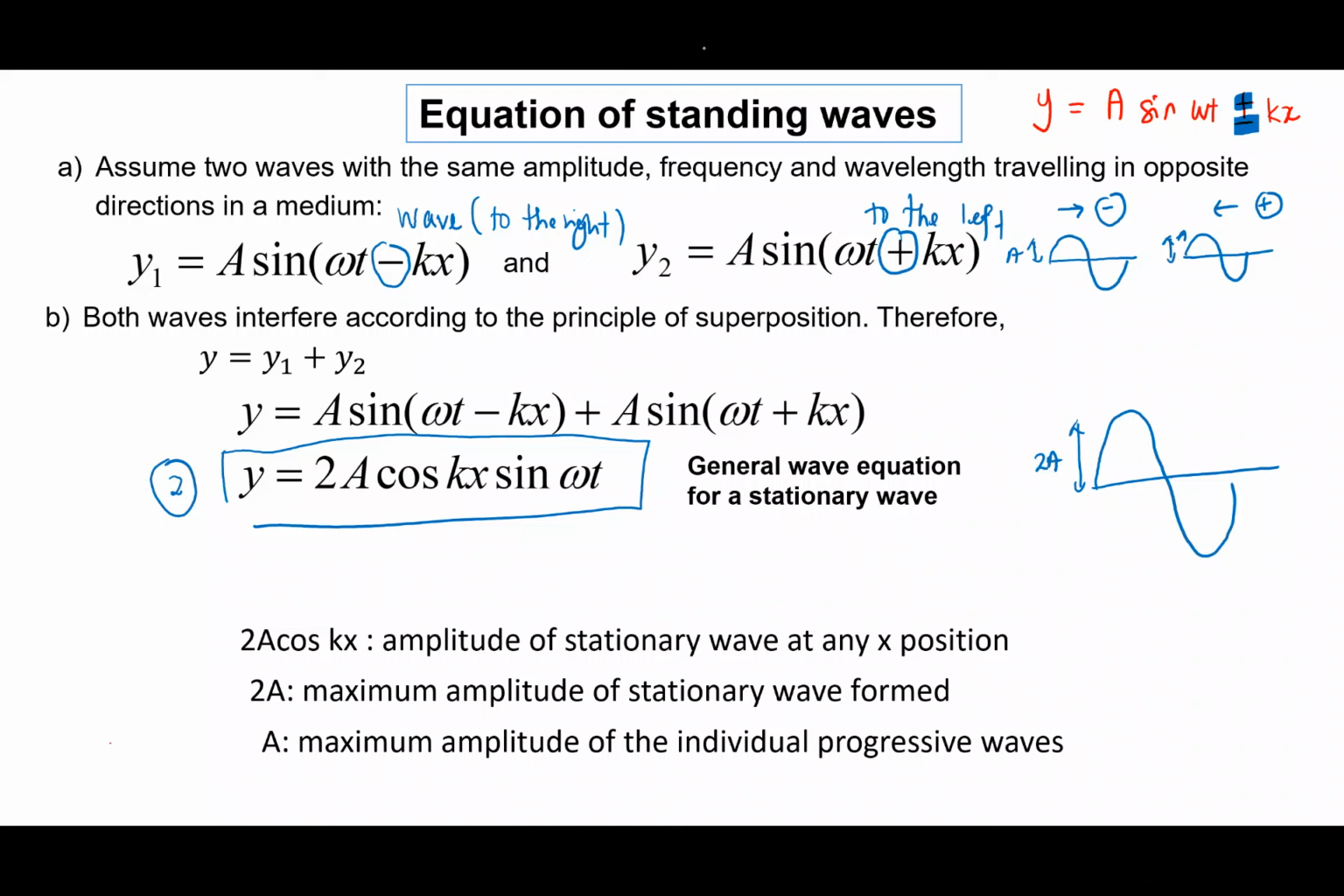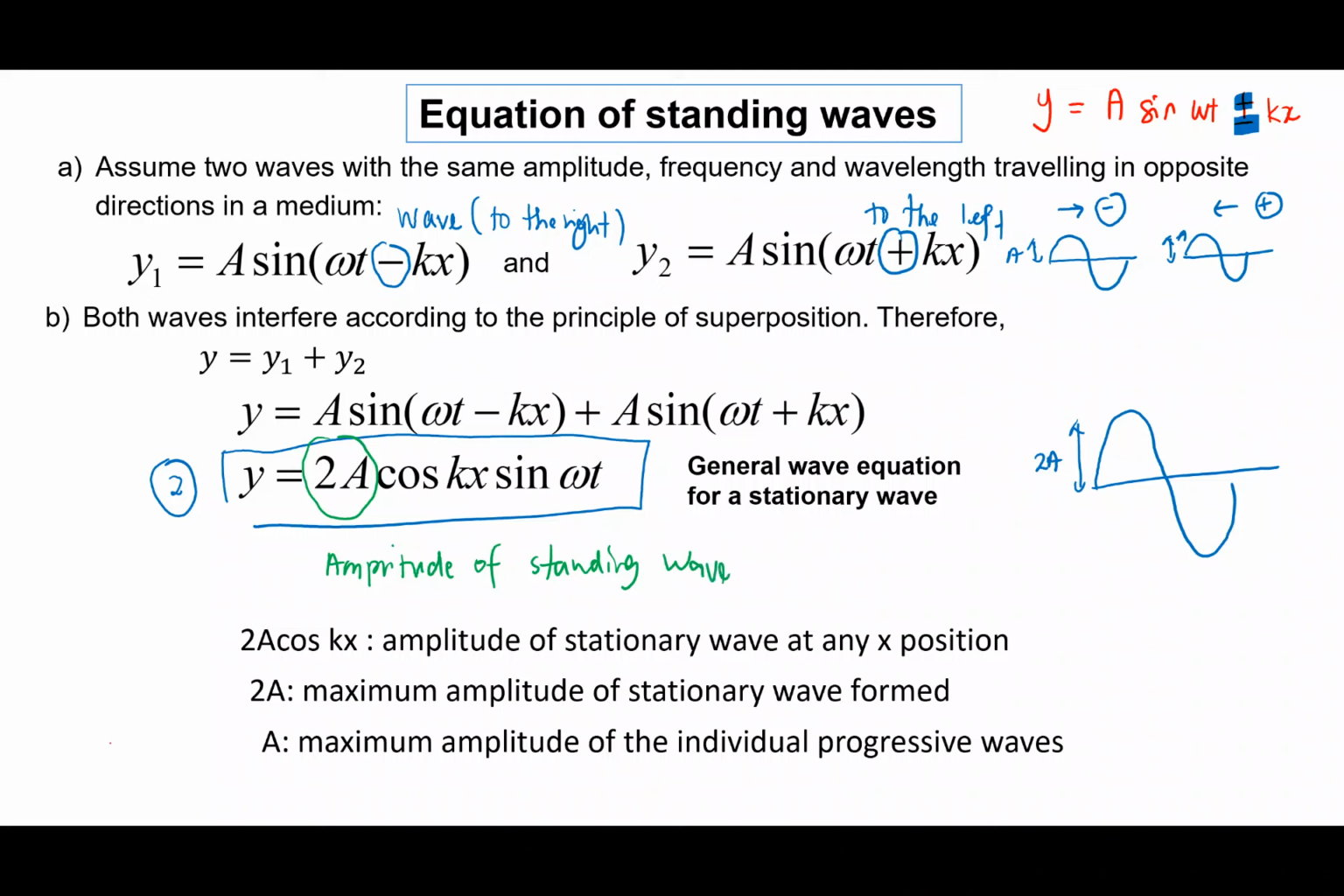Yang pertama, a sin omega t plus minus kx. Itu yang pertama. Itu adalah progressive wave punya equation. Yang kedua, you ada equations of standing wave, which is 2a cos kx sin omega t. Okay, so 2a dekat depan sini, itu adalah amplitude. Okay, 2a dekat sini adalah amplitude of standing wave. Okay, yang 2a ni, yang tu you kena tahu.